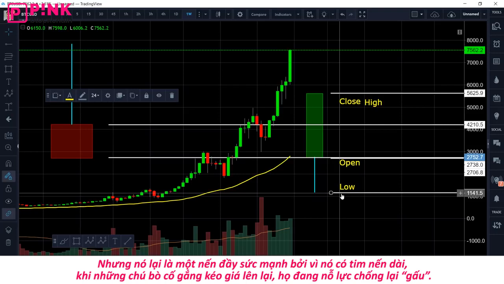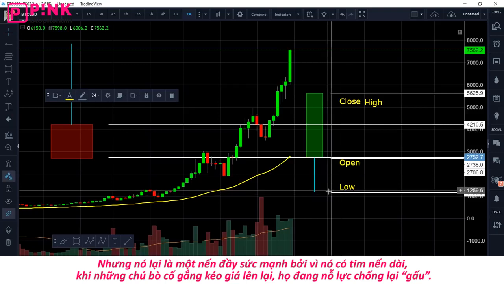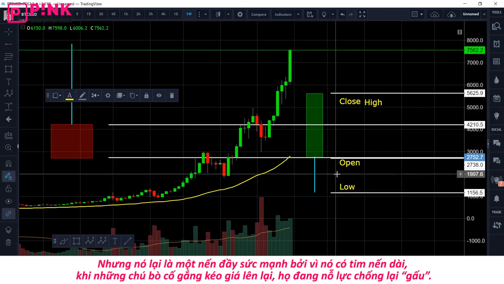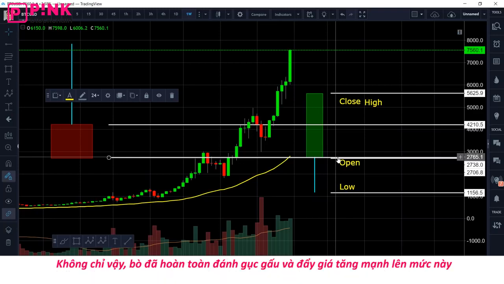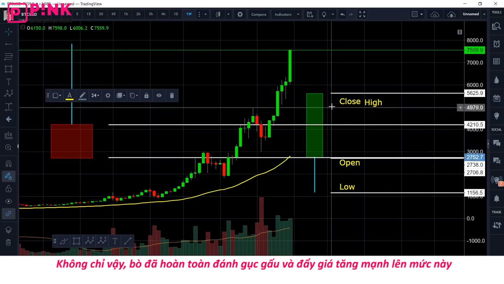But the reason why it's a powerful candle is because of this long wick. When the bulls have pushed it all the way back up, not only did they reject the bears trying to sell and push it down, it rejected lots and lots of pressure to go down, but they completely destroyed the bears and actually ended up pushing it all the way back up.